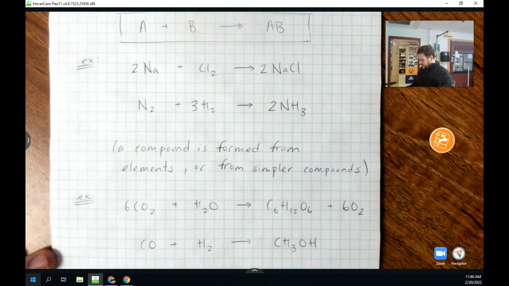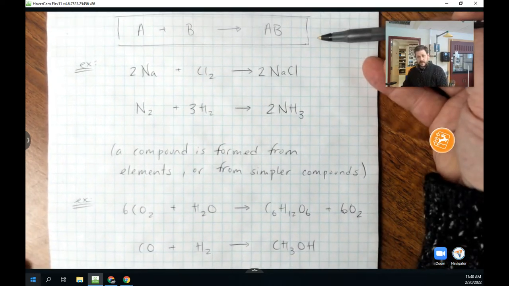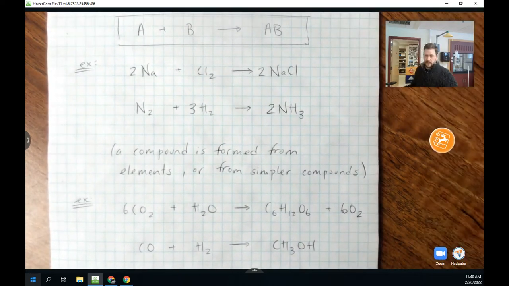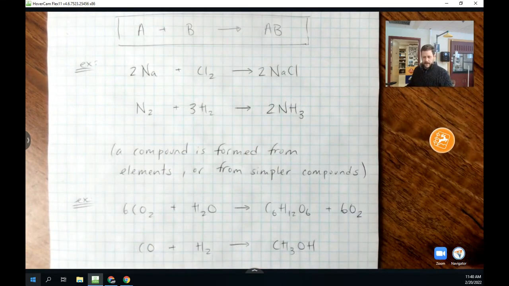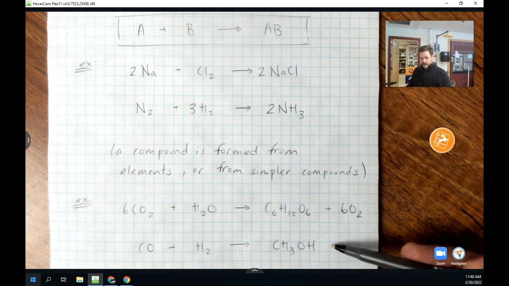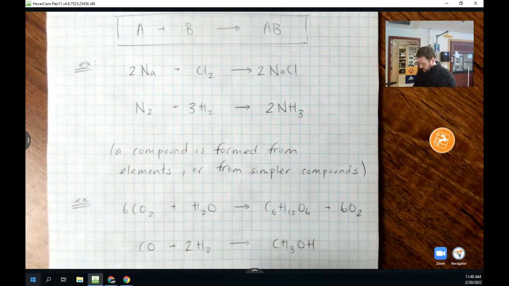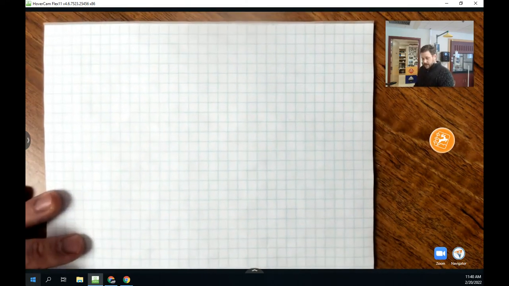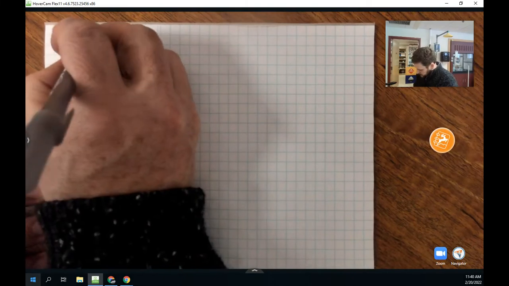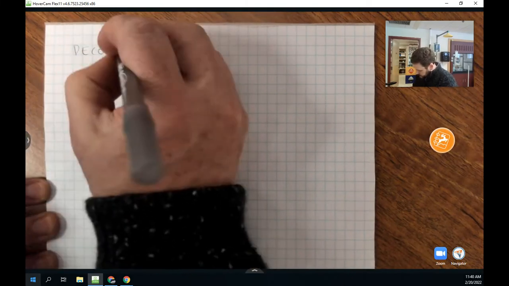But the most common examples we'll look at of synthesis reactions are this type, where you simply have element plus element yields compound. Now, this last equation here is not balanced, but I think it's going to be just a matter of adding one coefficient here to balance it. So that's the first reaction type we're going to examine, called a synthesis reaction. The second reaction type we're going to look at are called decomposition reactions.